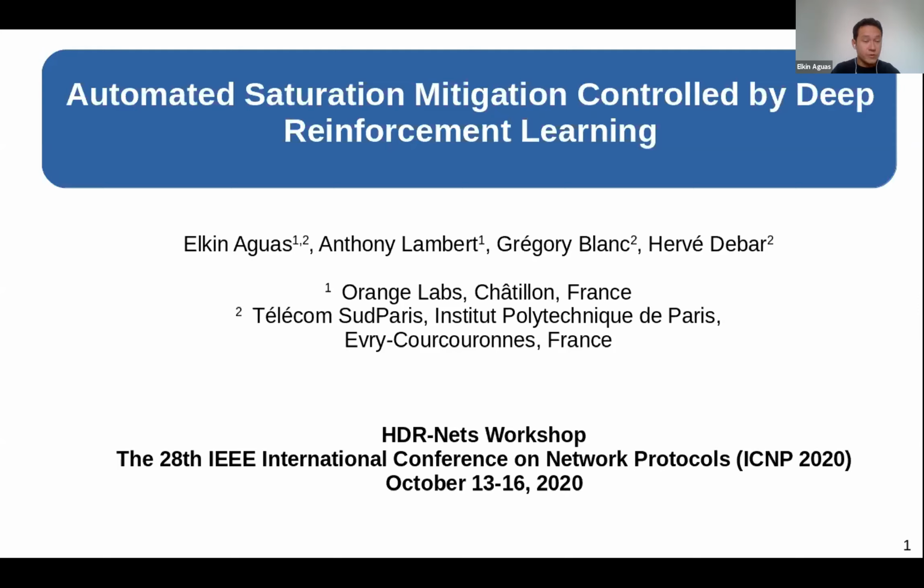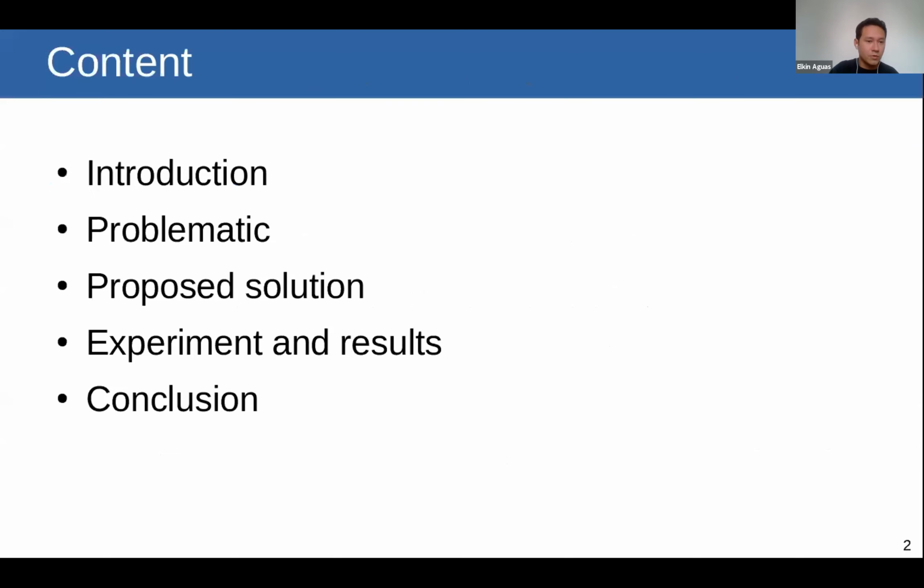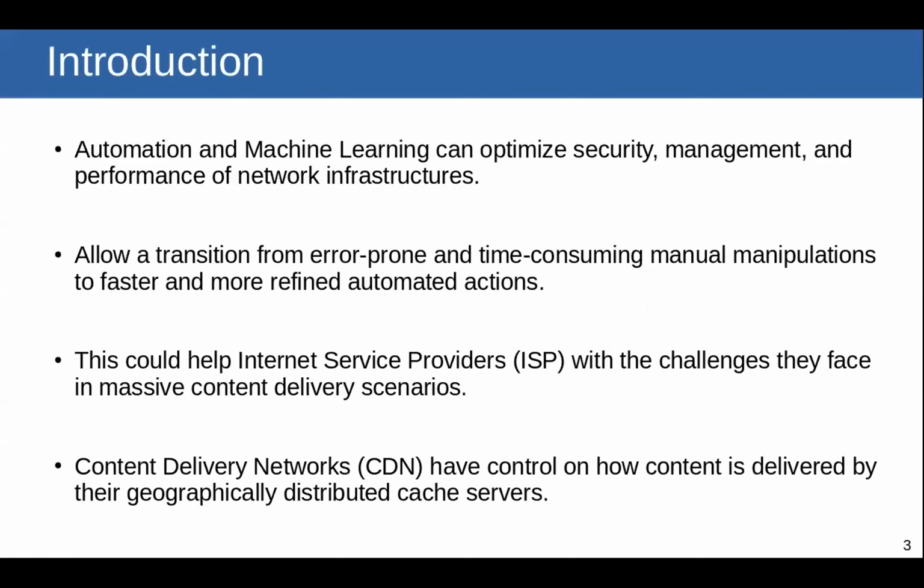Today I will present my article, Automated Saturation Mitigation Controlled by Deep Reinforcement Learning. I took a more practical approach. I will start with an introduction, then show the problem I faced, the proposed solution, the experimental results, and I'll finish with some conclusions. Nowadays, recent developments have shown that automation and machine learning are helpful in network infrastructures, mainly because they can optimize security, management, and performance. This allows a transition from error-prone, time-consuming manual actions taken by humans to more refined automated actions.